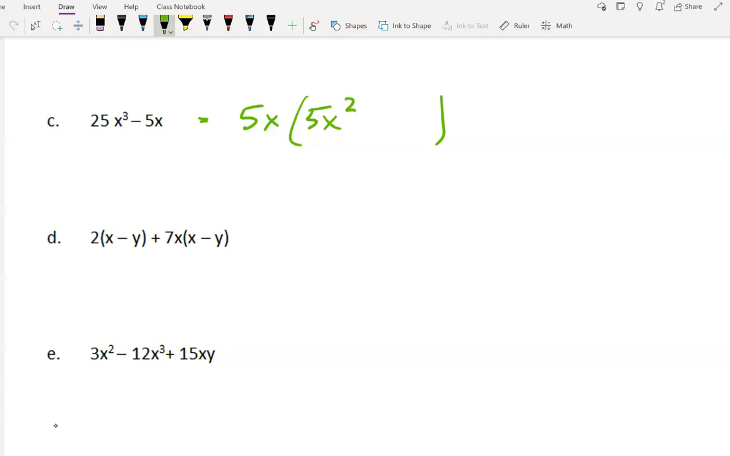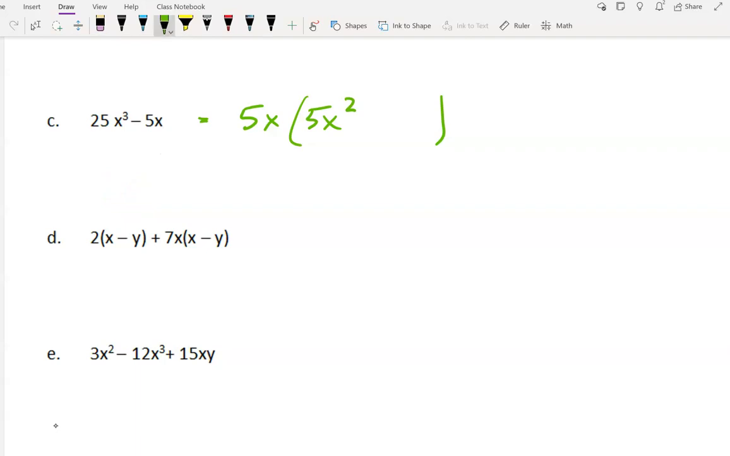Okay. Those of you that maybe think this is going a little bit fast, what we're looking for here is 25x cubed divided by 5x. Well, 25 divided by 5 is 5. And if you remember how to divide x cubed divided by x, well, you can do this two ways. You can subtract the exponents. 3 take away 1 is a 2. Or you can think of this as being x times x times x. And now, you're canceling out 1x and you're left with x squared.